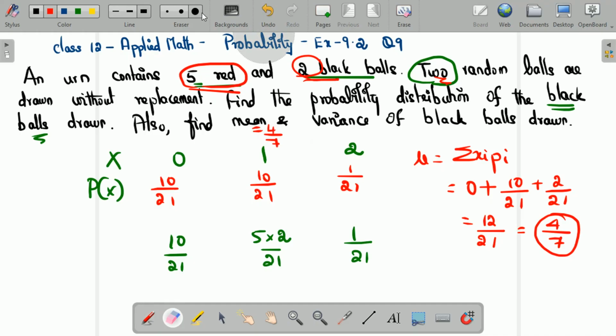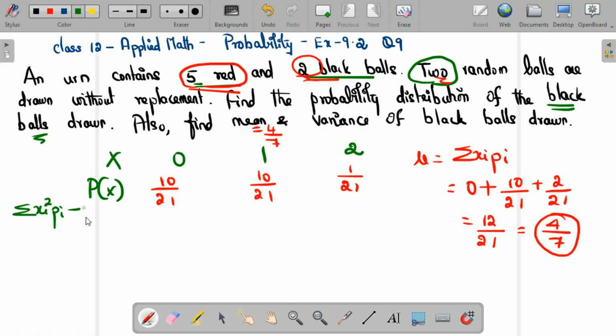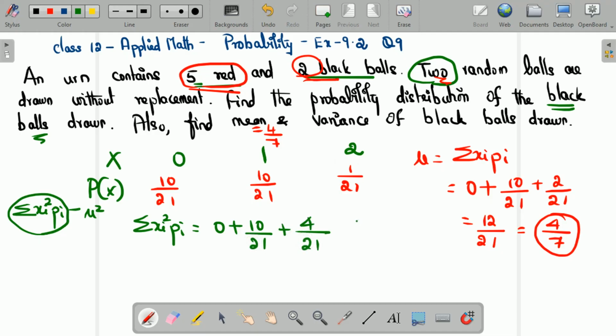Now let's work on calculating the variance. Variance is going to be given as sigma of xi squared pi minus mu squared. So let's compute. So first I'm working on calculating this. So sigma of xi squared pi is going to be 0 squared into this, so it is still 0. 1 squared into this, so it is 10 divided by 21. 2 squared into this, so this will be 4 divided by 21. So this is 14 by 21 or simply 2 by 3.